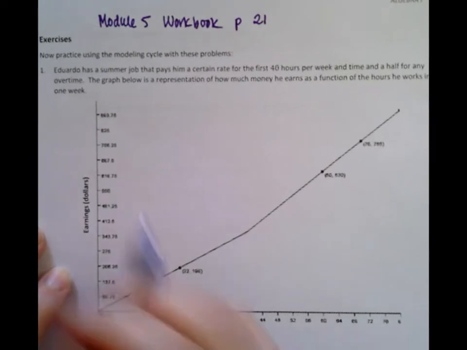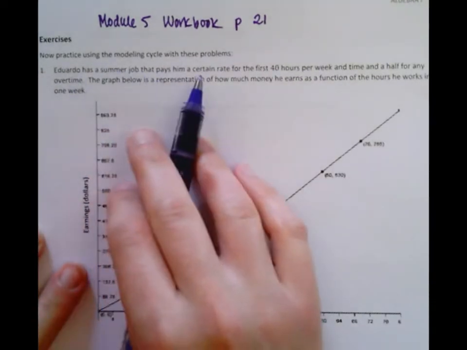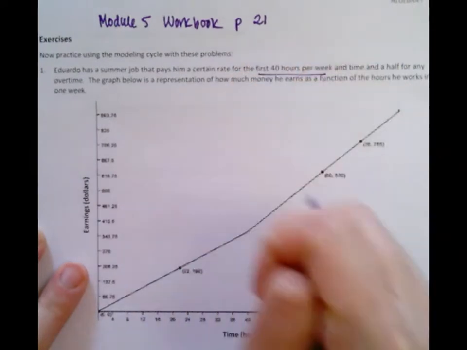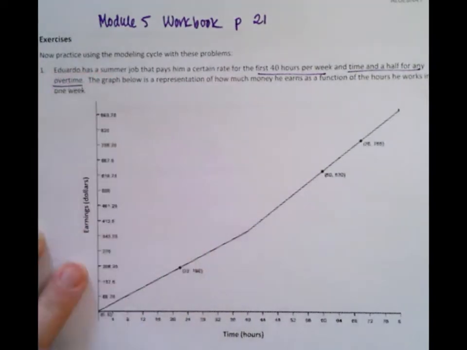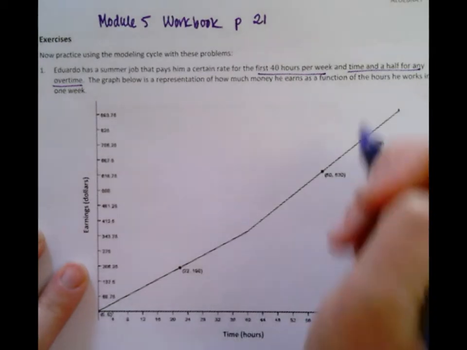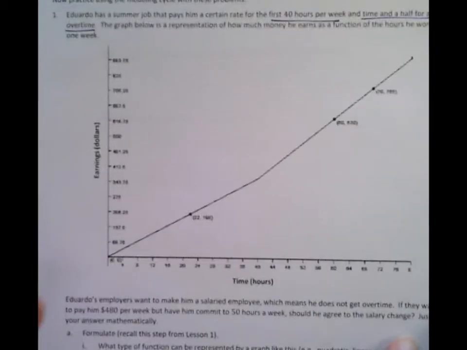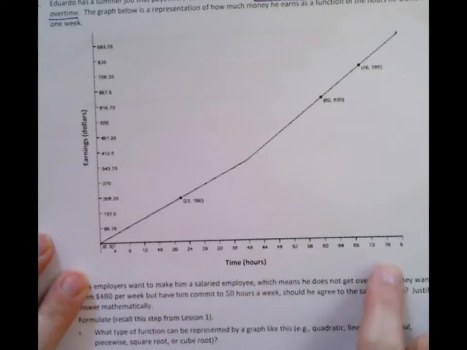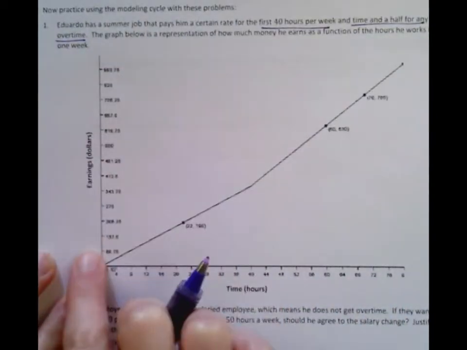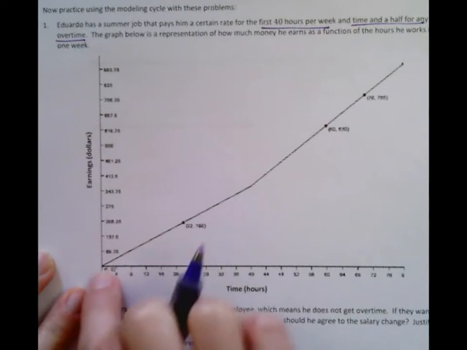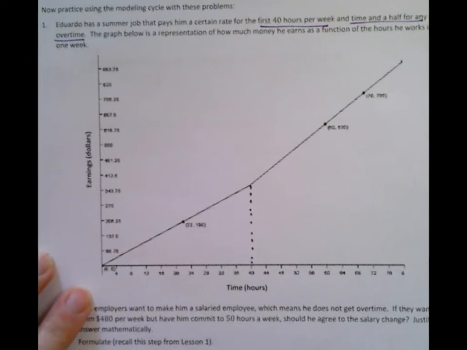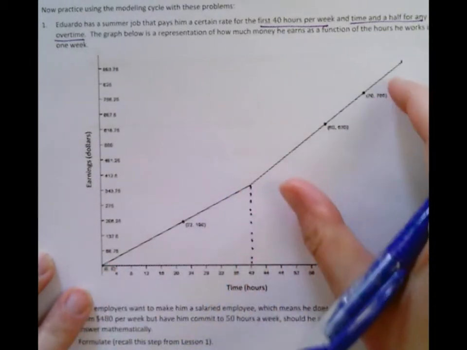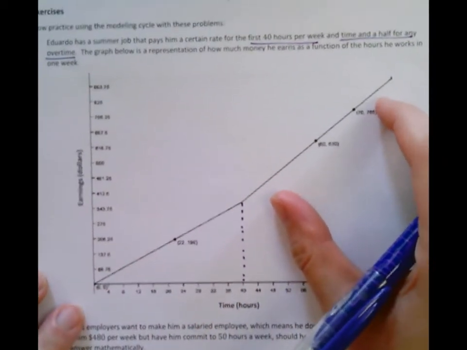It says, Eduardo has a summer job that pays him a certain rate for the first 40 hours per week and time and a half for overtime. The graph below is a representation of how much money he earns as a function of the hours he works in 1 week. Okay, so we see time in hours along the x-axis, earnings in dollars along the y-axis, and we see that there are these two different pieces, right? So we see something going on at 40, where we're switching from one slope to another slope. And we can think about why is that happening?